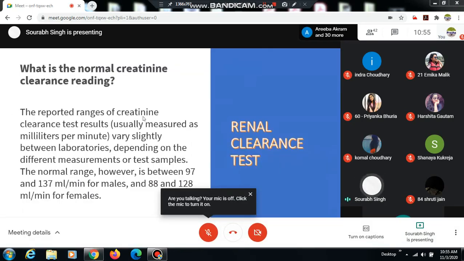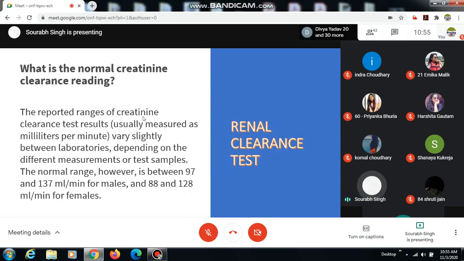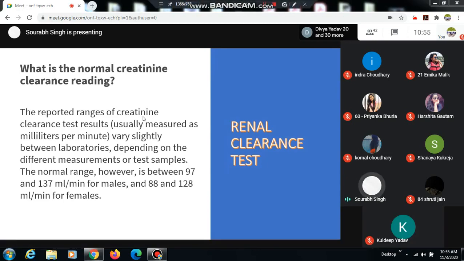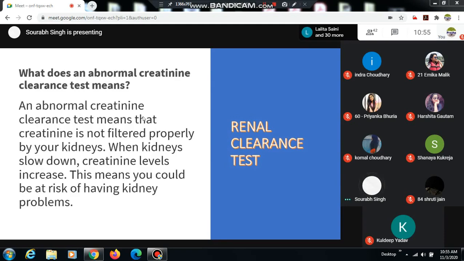The reported range of creatinine clearance can differ slightly from lab to lab because of the different measurements and test samples. But a normal range is 97 to 137 ml per minute for males and 88 to 128 ml per minute for females. What does an abnormal creatinine clearance test mean?